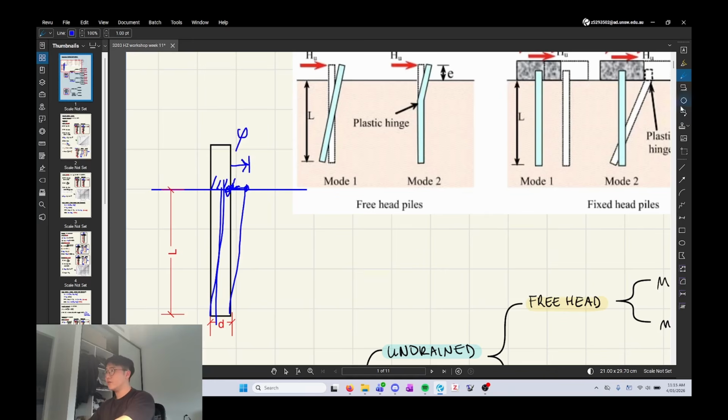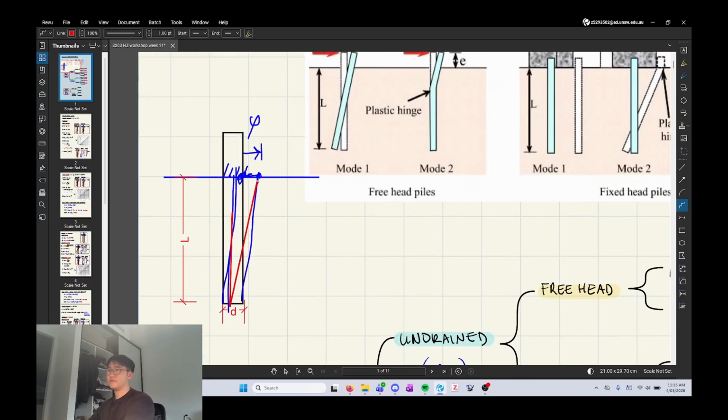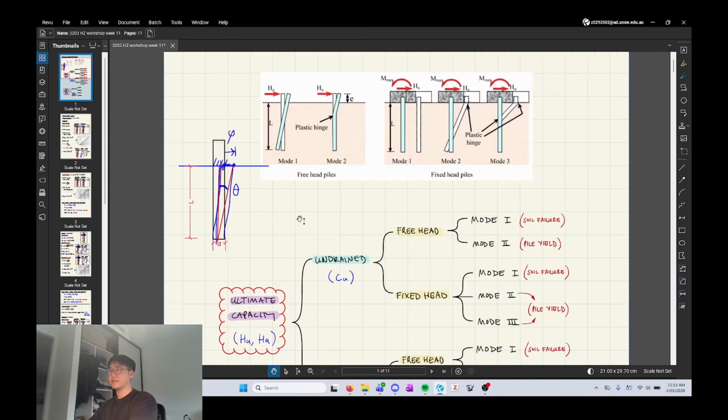And that angle that it's been rotated, let's say this angle from here to here. The angle from here to here, right? Let's draw that. That's theta, so that's the angle that is deflected. Okay, so we're going to consider deflection too.